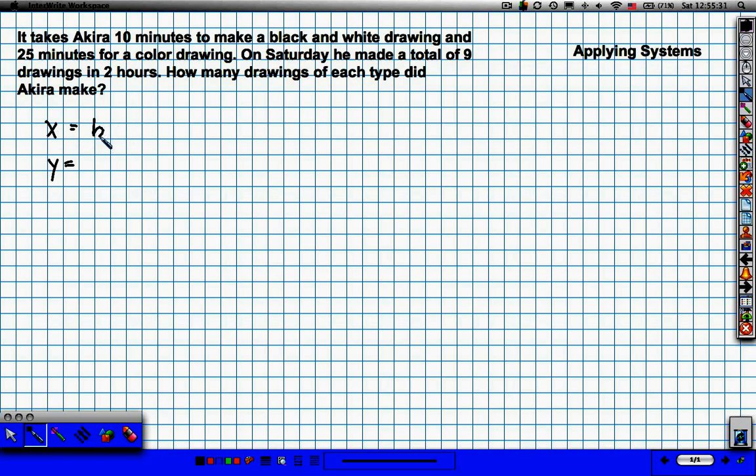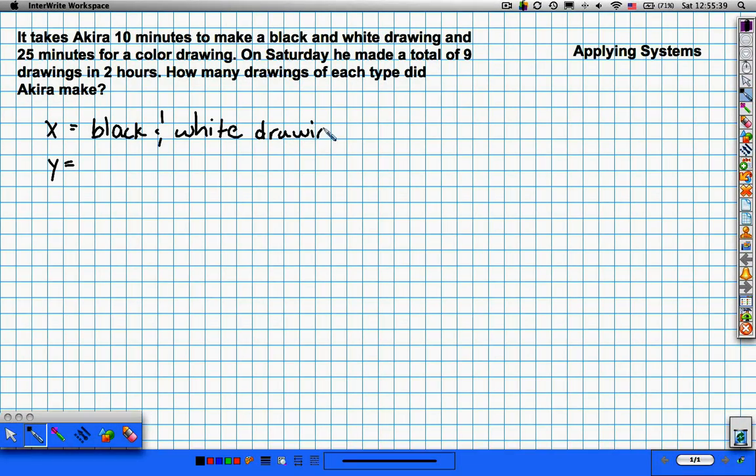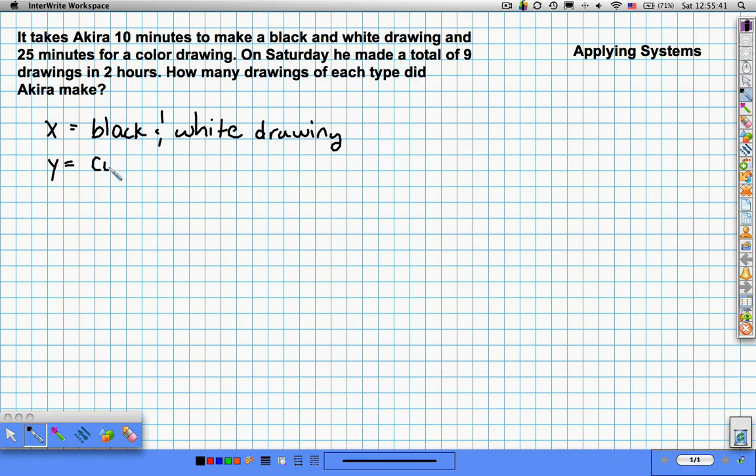So x is going to be the number of black and white drawings, and y will be the number of color drawings. And this is important that we distinguish what we want our variables to be, because as we go to solve our system, we need to keep in perspective what our answers represent. So let's go through our problem now and figure out what is the real important information here.